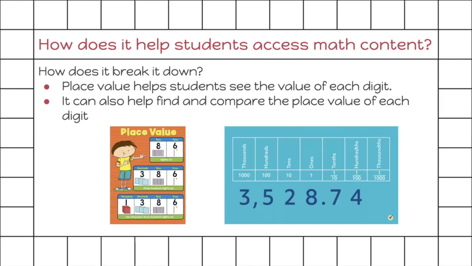And how does this help students access the math content? Well, place value helps students see the value of each digit, like 3,528. It also helps find and compare the place value of each digit.